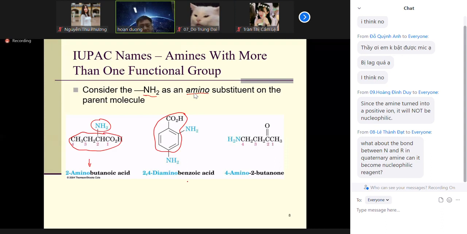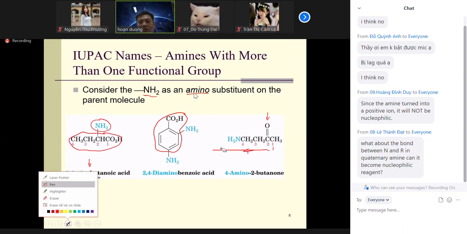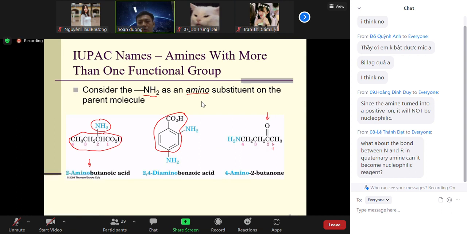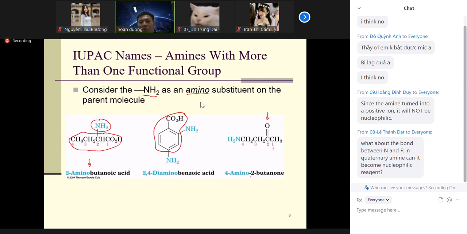Good. And the last one is the same. Now this one is on the mother molecule, so that's why I put one on the right hand, and we should go to the left hand. I don't know why sometimes it moves like this. So put 1, 2, 3, 4, and now we have 4-amino-2-butanol.